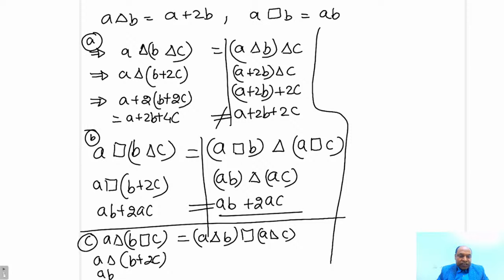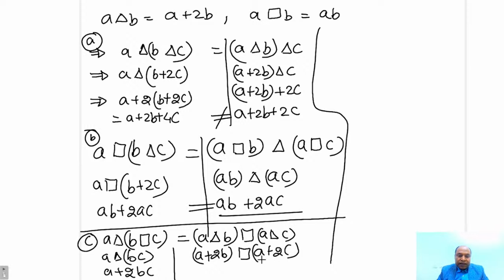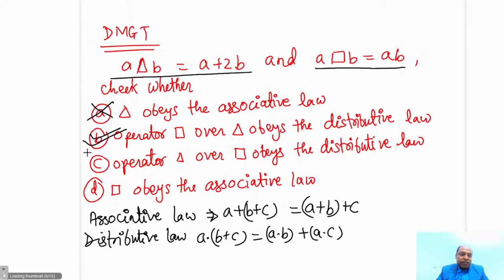No. Just wait for a second. From here I will get what? A triangle BC. So from here I will get A plus 2BC. Now from here what I will get? A plus B triangle A plus 2C. Now if I solve it, A plus 2B dot A plus 2C. So this is not equal to this particular part. Again, option C is wrong.